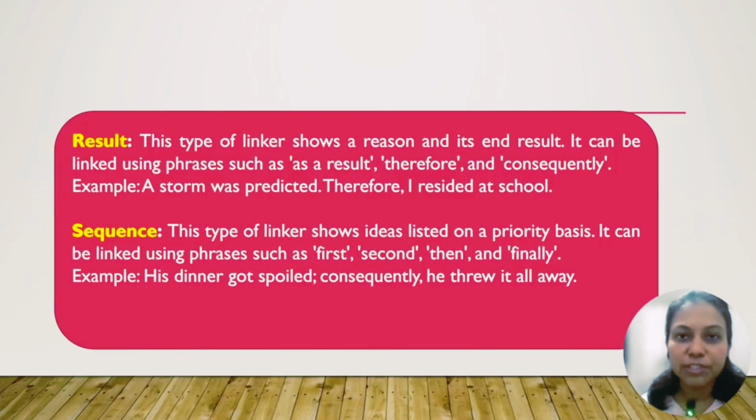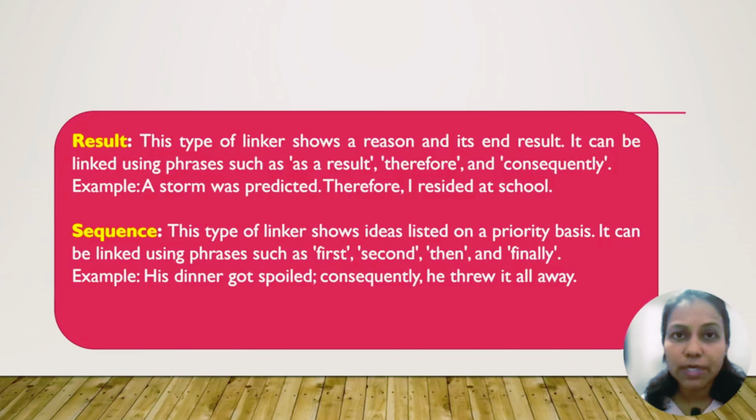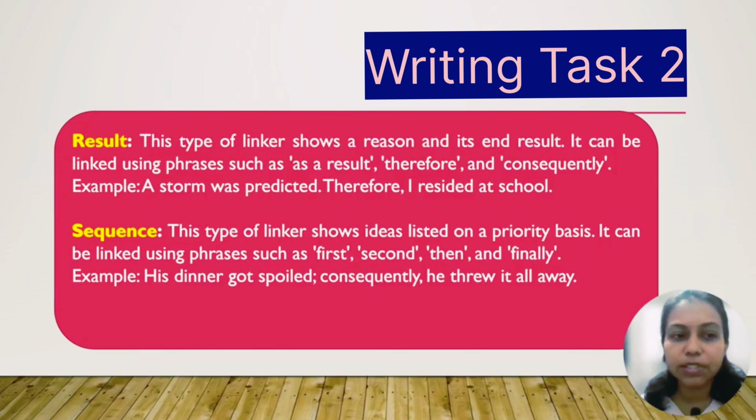Let's move on with result type of linkers. These linkers show cause and effect, like as a result, therefore, consequently. For example, a storm was predicted, therefore, I resided at school. Another one, it rained heavily, therefore, the match was cancelled. Great for task 2 essays when presenting consequences of a situation.